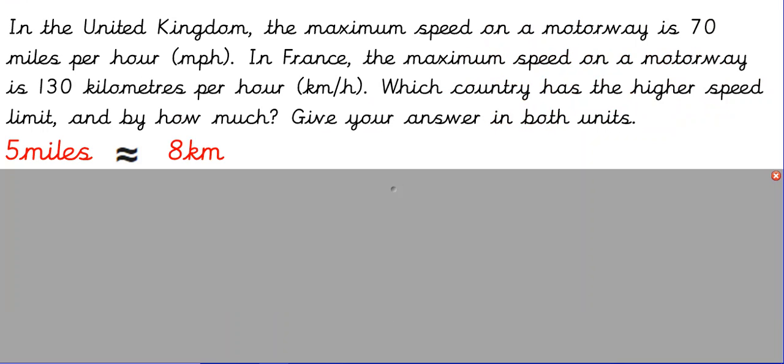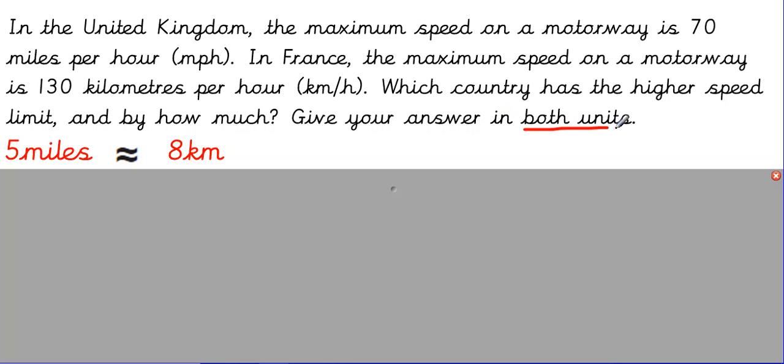So this one's slightly more tricky because it's slightly more involved. In the United Kingdom, the maximum speed on a motorway is 70 miles per hour. In France, the maximum speed on a motorway is 130 kilometres per hour. So which country has the highest speed limit and by how much? Give your answer in both units.